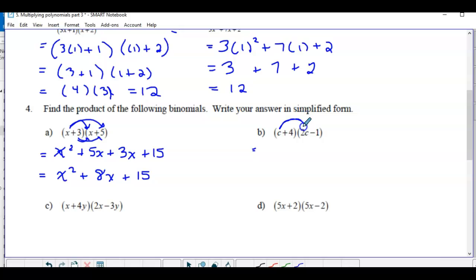Okay, so now a different variable, that's okay. c times 2c is 2c squared. Then c times -1 is -c. And 4 times 2c is 8c. And 4 times -1 is -4. So remember, you're always taking the sign in front of each term and using that in your multiplication. So now your like terms here.